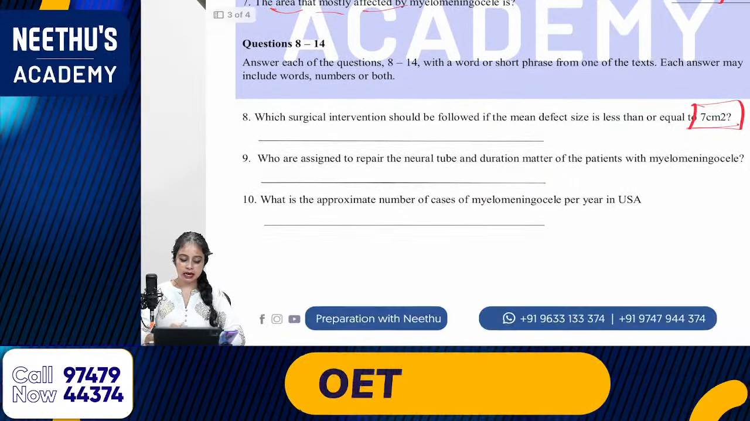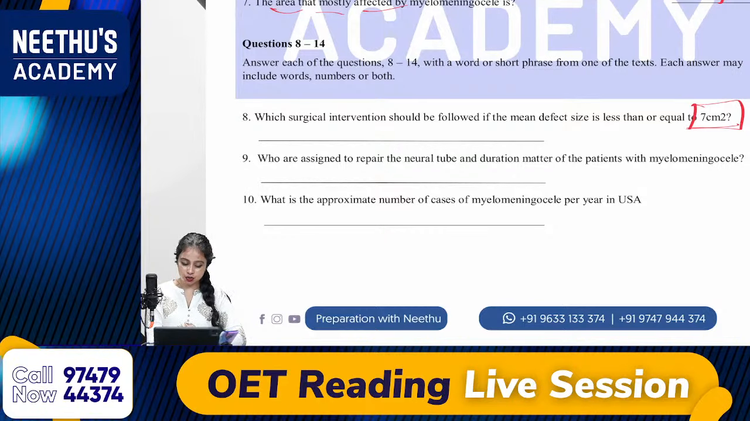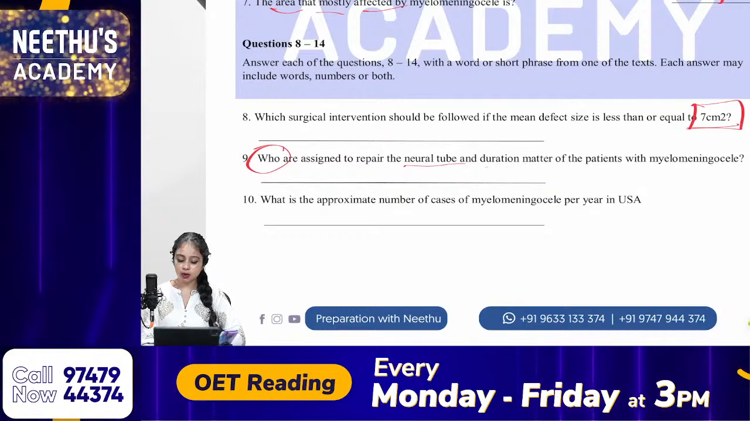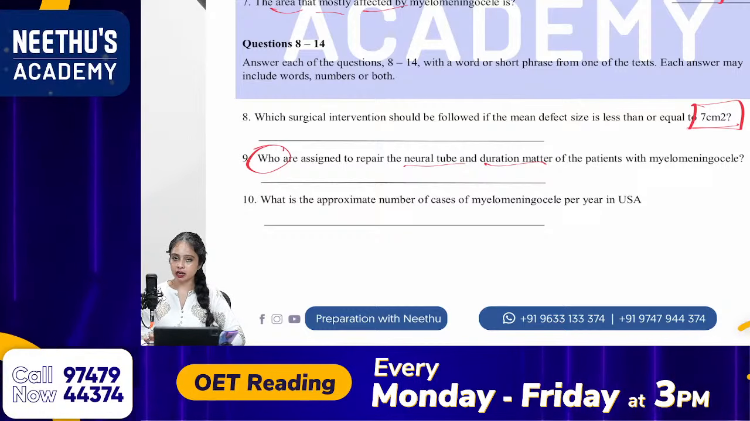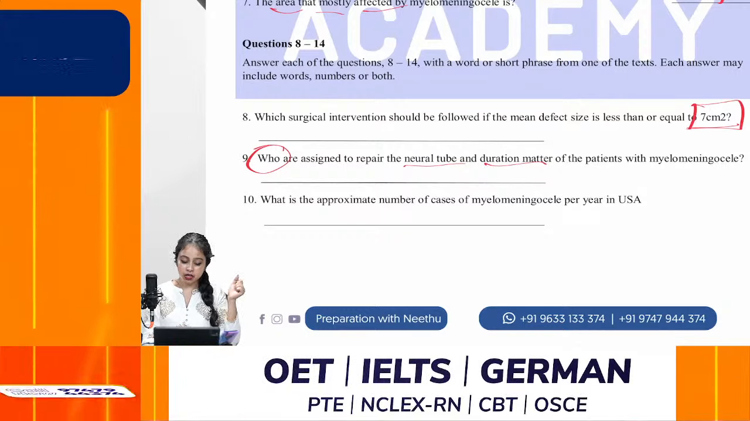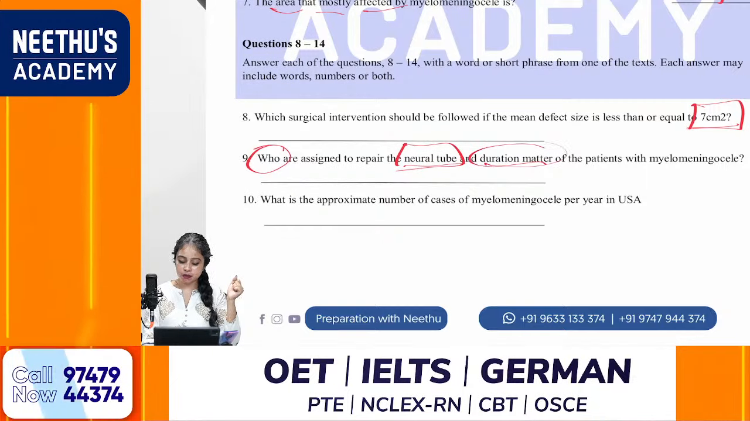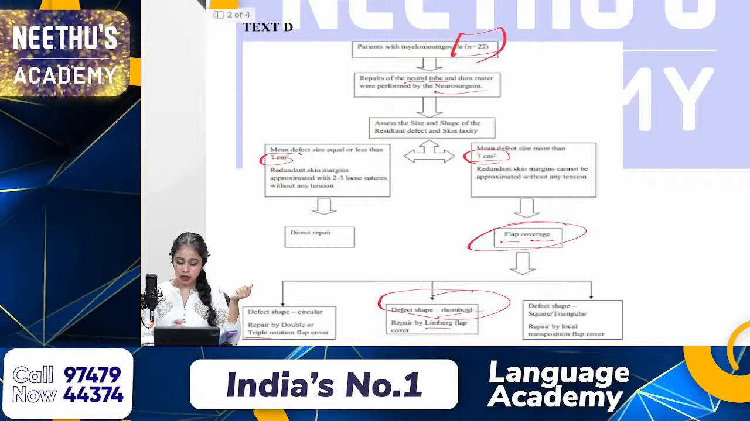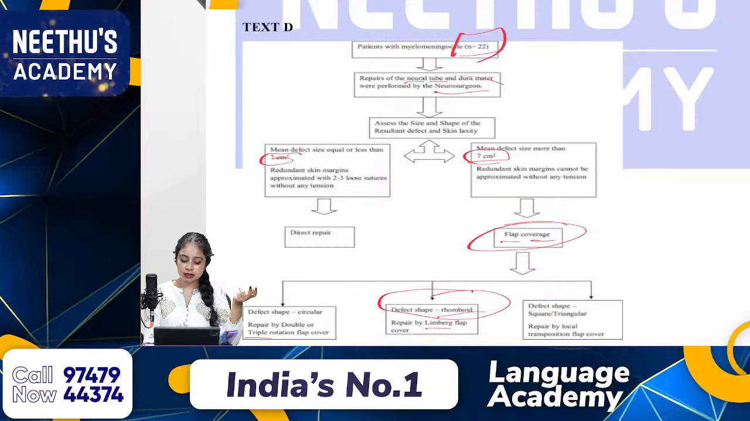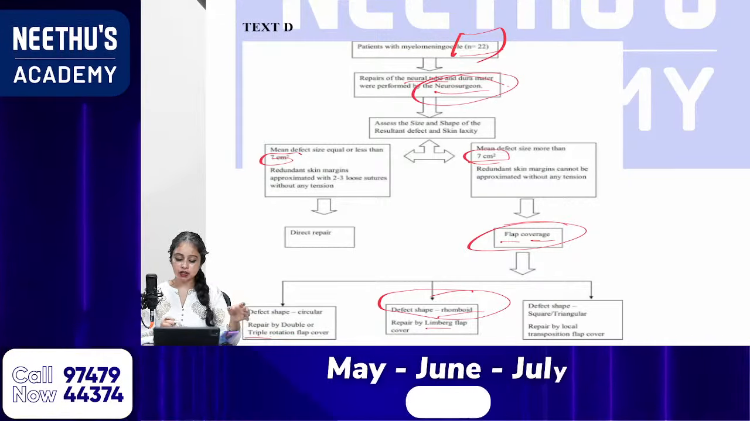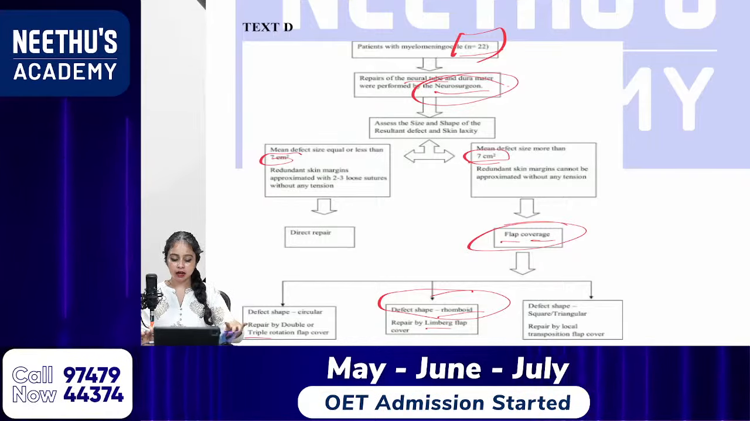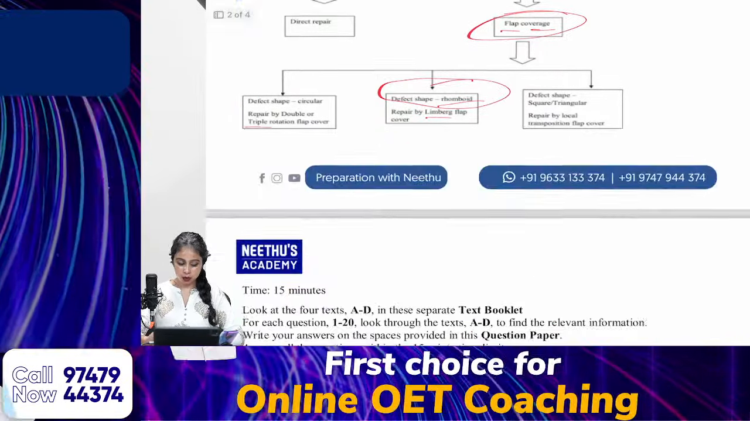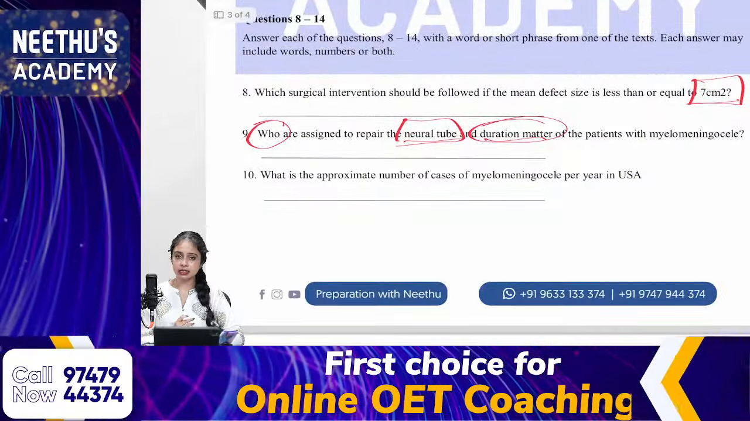Okay, the ninth one. Who are assigned to repair the neural tube and dura matter of the patients with SB? So again, the particular terms neural tube and dura matter are only mentioned in text D. So what is the correct answer? Who are? It is neurosurgeon. Repairs of the neural tube and dura matter were performed by the neurosurgeon. So answer should be neurosurgeon from text D.